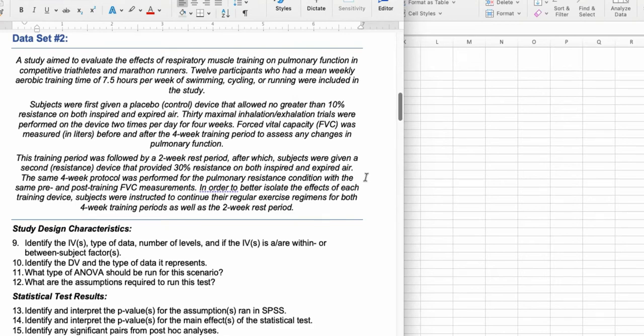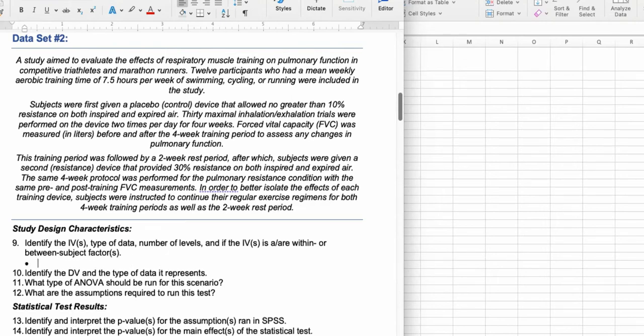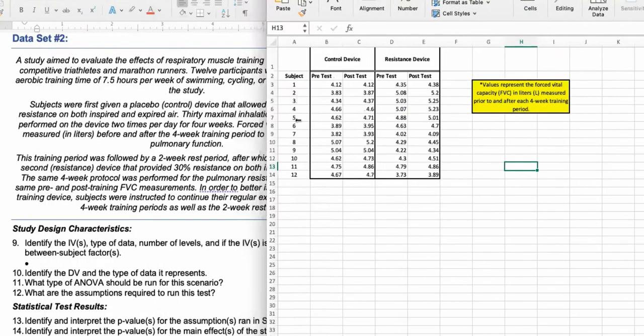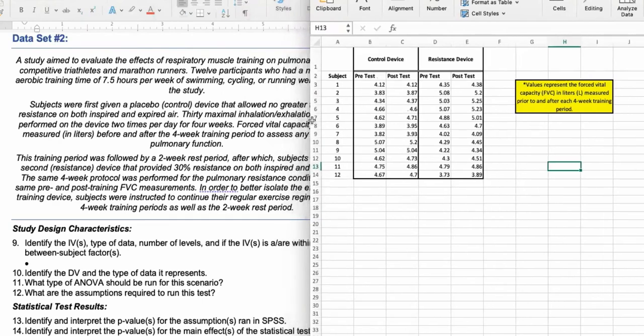In order to better isolate the effects of each training device, subjects were instructed to continue their regular exercise regimens for both 4-week training periods as well as during the rest period. So, same questions as before. What do you think the independent variable or independent variables are? And so you have reference. This is what the data look like, if that helps you make any decisions.